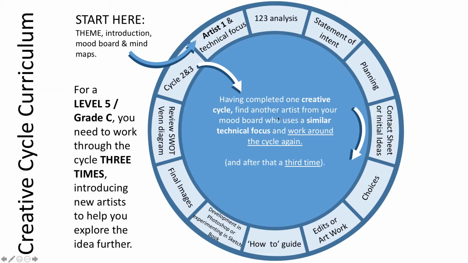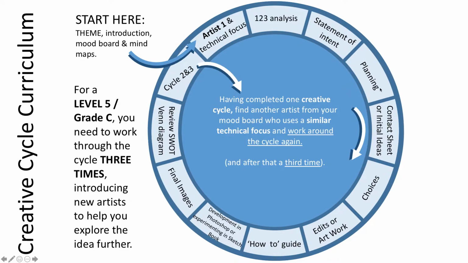So within the creative cycle itself, we start by highlighting the artist and the technical focus. So obviously you'd have a theme to your project, and what you would actually then go and do is say who you're going to look at and why in terms of, again, a technical focus. We then move on to the analysis. Now there's another tutorial video looking at 1, 2, 3 analysis, which I encourage you to watch. We then move on to the statement of intent. This is where we say exactly what it is that we aim to do and how.